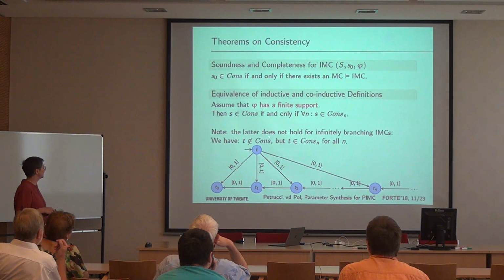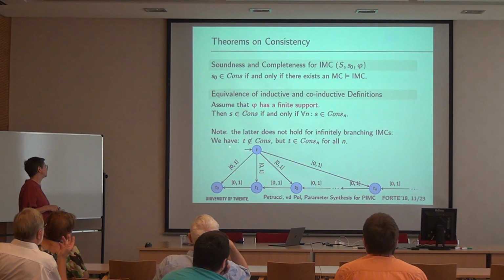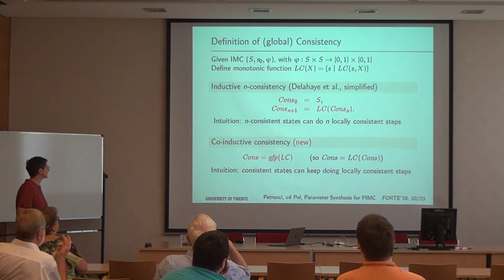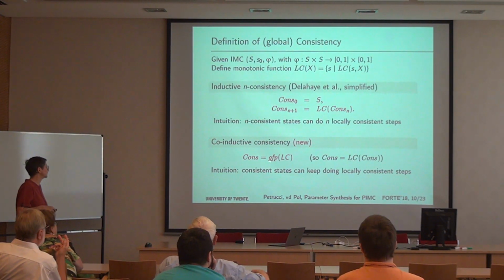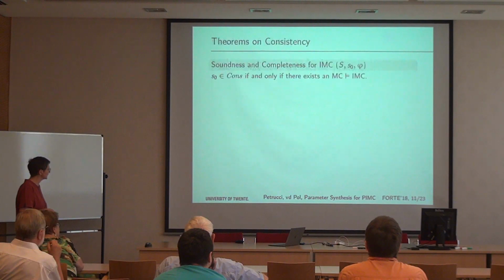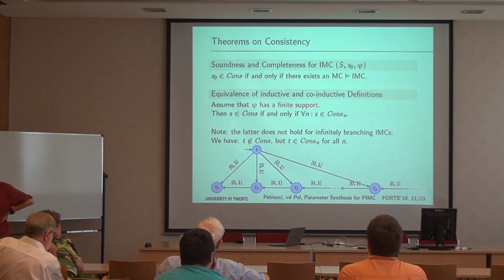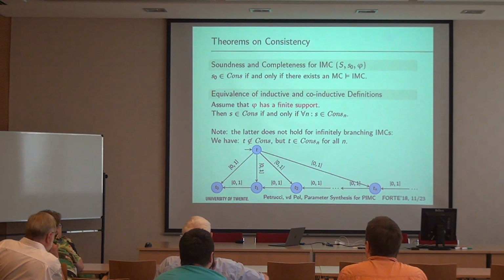Why is it not in cons? It is because here you would like to have a greatest fixed point on the local consistency, and if you have something infinite, then you cannot achieve this greatest fixed point, because you always add constraints and you never stabilize.